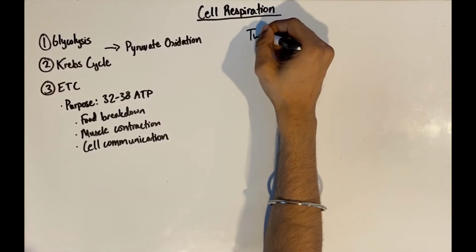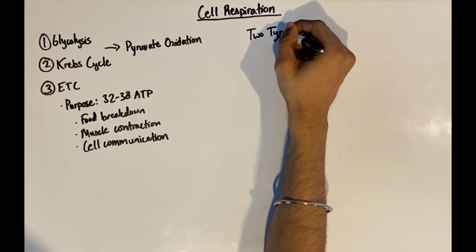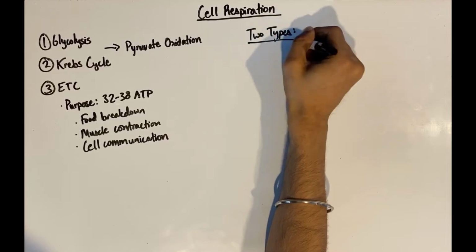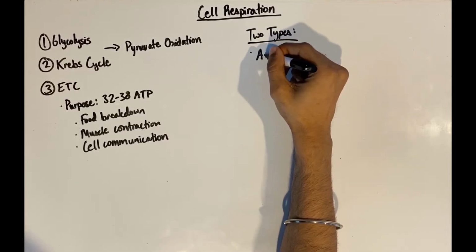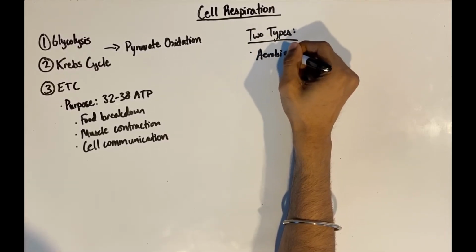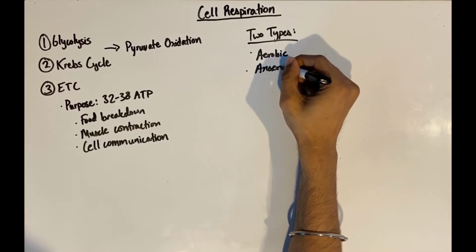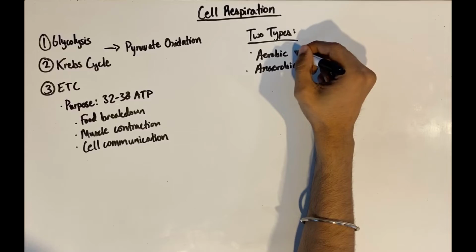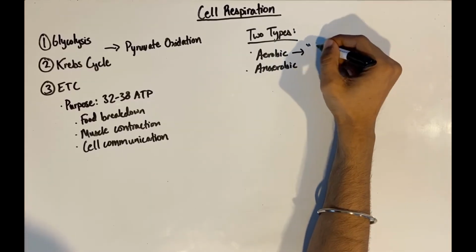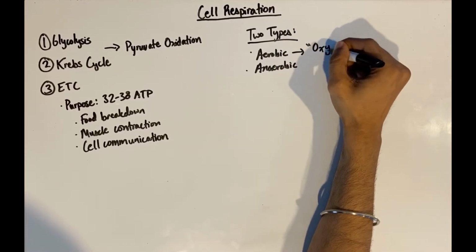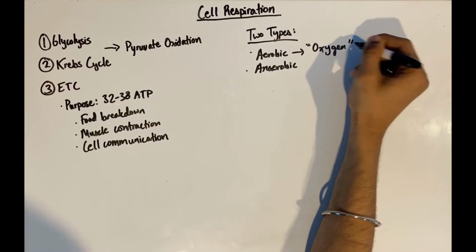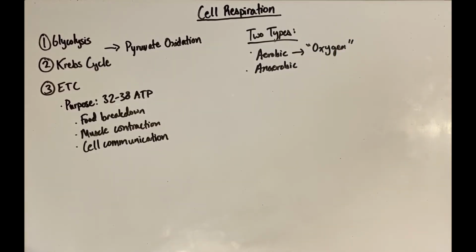There are two main types of cell respiration. One is aerobic, the other one is anaerobic. As you probably already know, aerobic refers to the presence or need of oxygen, whereas anaerobic doesn't need oxygen. So you can already tell that we'll need oxygen in some capacity for this process to occur.